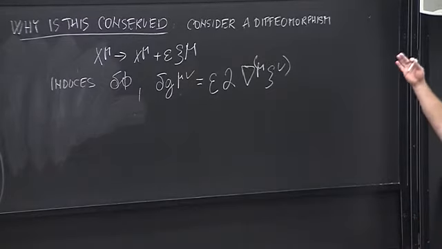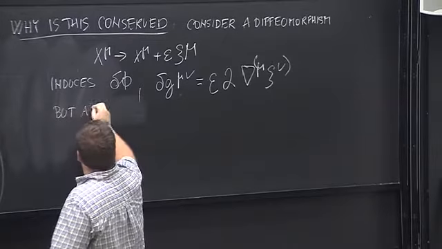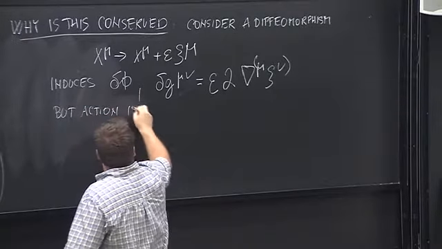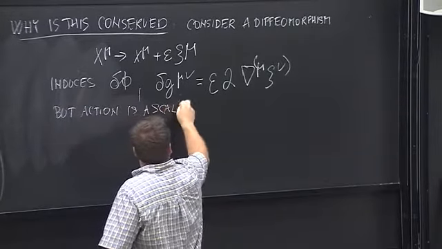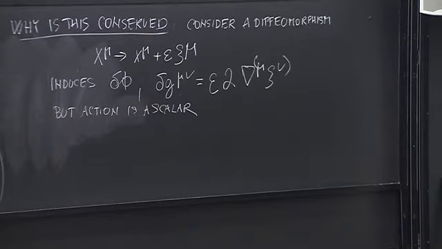But my action is a scalar. And so that means that the action cannot change, because a scalar remains the same under whatever coordinate transformation I do. Okay?